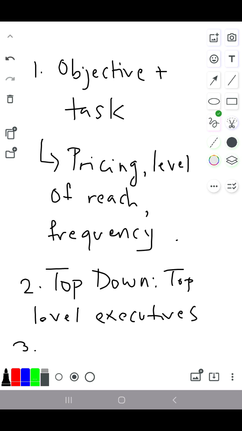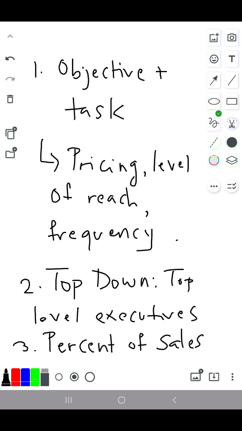Next you have percent of sales. Basically, you're trying to figure out how much you're spending on this marketing channel or marketing method based on your overall sales. You're using your sales as a base to figure out the percentage that you want to spend on the marketing campaign. So this is percent of sales.